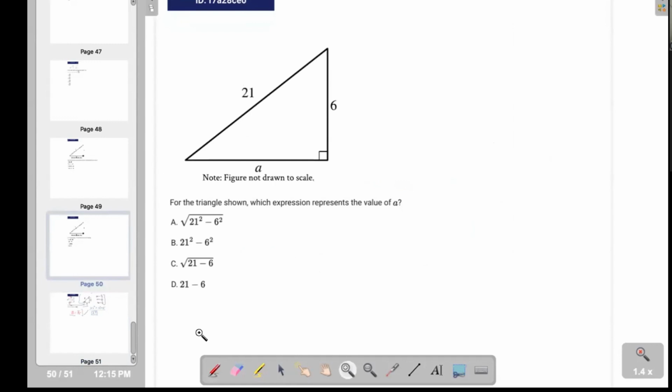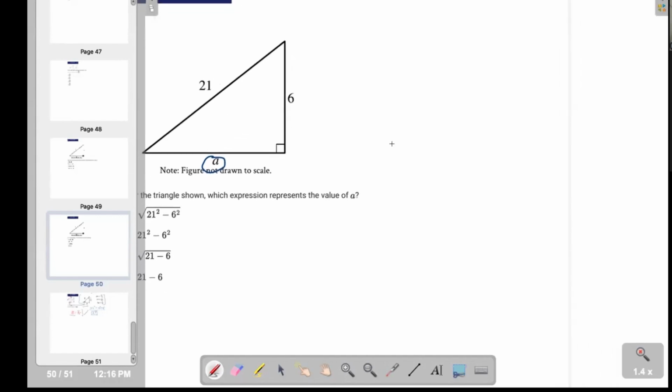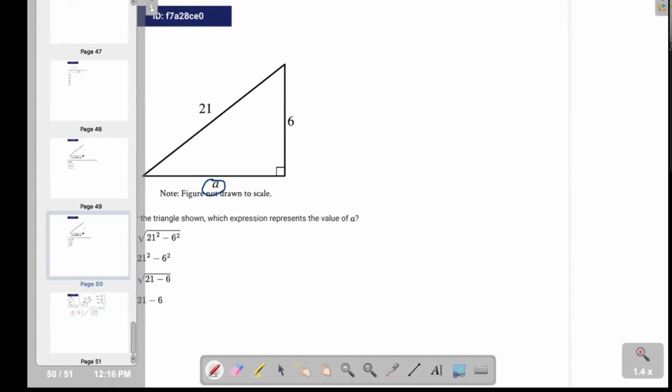All right. For the triangle shown, which expression represents A? All right. This isn't directly involving trig, but it's involving triangles. So let's go over this problem. We're trying to figure out what A is. And this is similar to what we did on the last problem. You're just going to use Pythagoras theorem since it's a right triangle. And so let's just write down the equation for Pythagoras theorem.